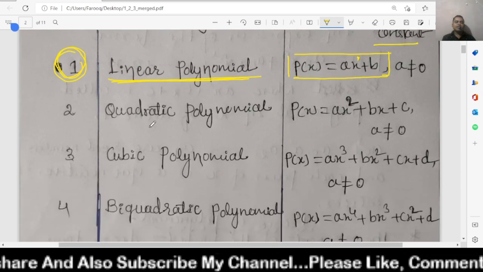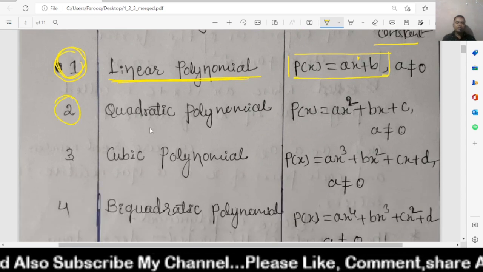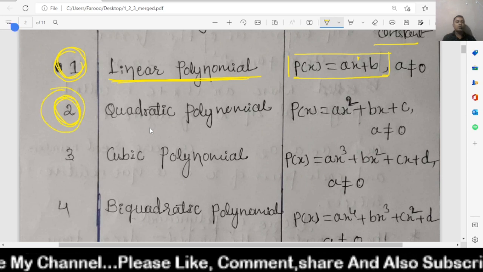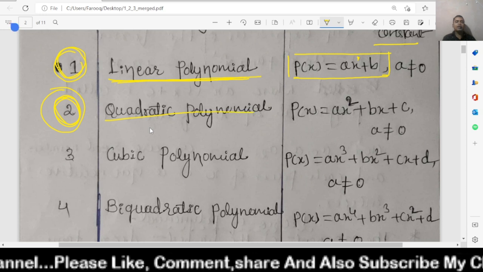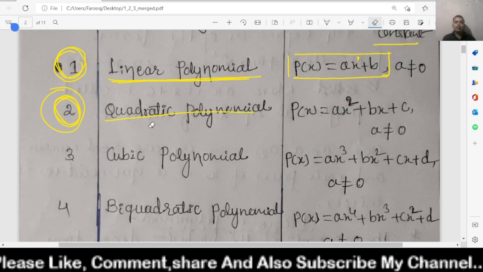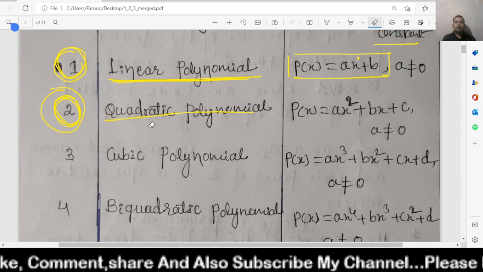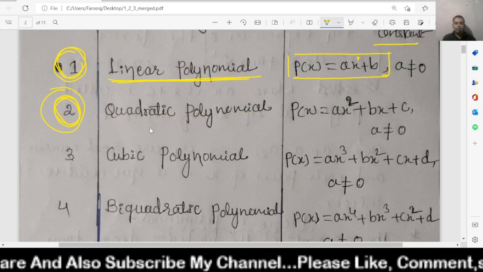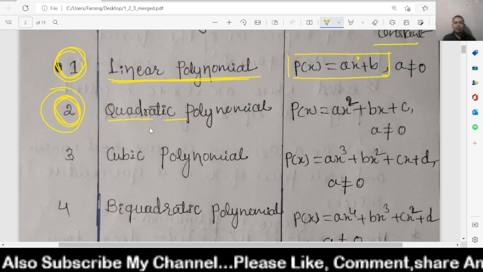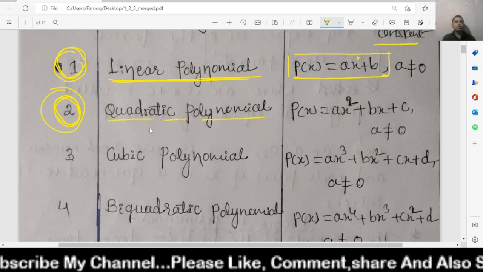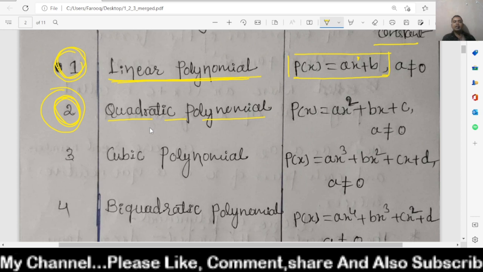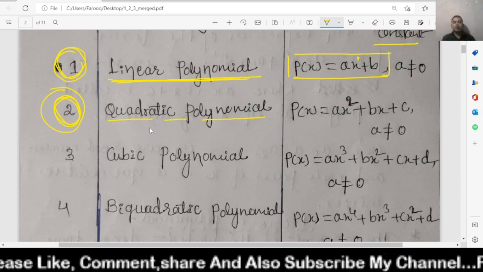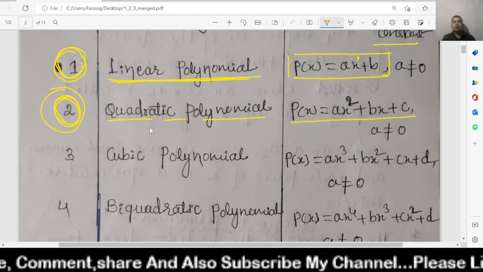And if the degree of the polynomial is 2, अगर polynomial की degree 2 हो तो उसे हम बोलते हैं quadratic polynomial. Clear all of you? If the degree of the polynomial is 2, then that polynomial is called quadratic polynomial. जो polynomial की degree यानी कि कुव्वत यानी कि पावर 2 होती है तो उसे हम बोलते हैं क्वाड्रेटिक पोलिनोमियल.